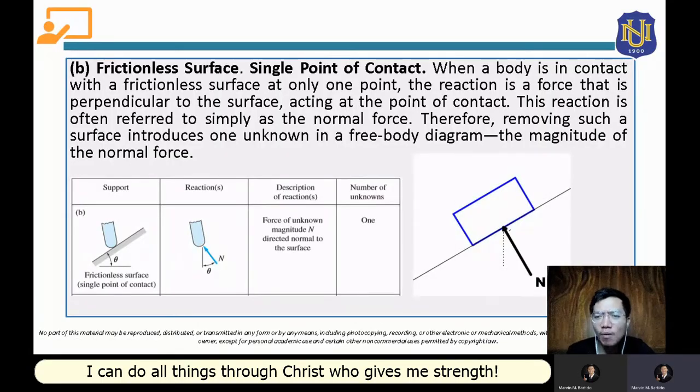Now, let's say our body is a box, or a block, and this box or block is leaning on this surface. As we have said earlier, the point of application of the reaction force should be at the point of contact of the surface and the body. But in this case, the contact between the body and the surface is not just a point. It's actually this line.